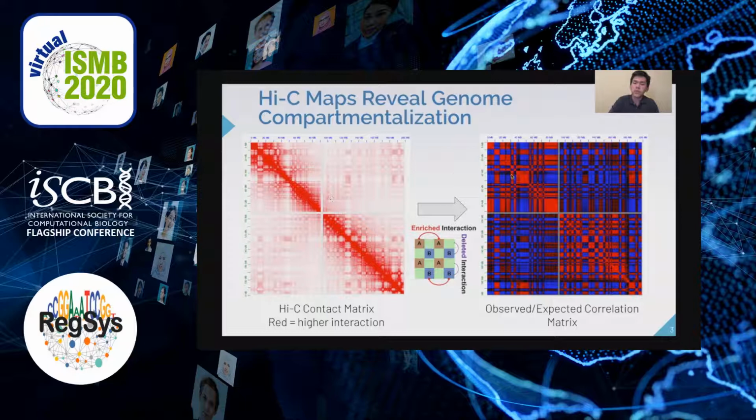When looking at observed versus expected levels of interaction, we see a plaid-like pattern, which reveals that the genome is spatially segregated into two distinct compartments. The A compartment, represented by red areas, which represent areas of enriched interaction, and the B compartment, represented by blue areas, which signify areas of depleted interaction.